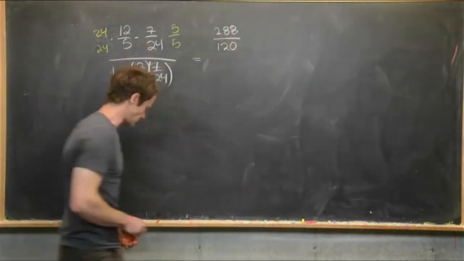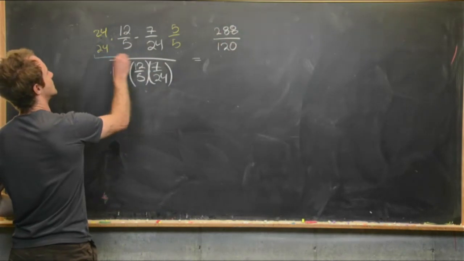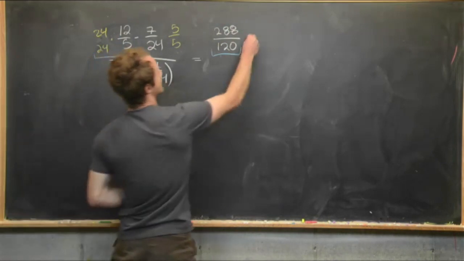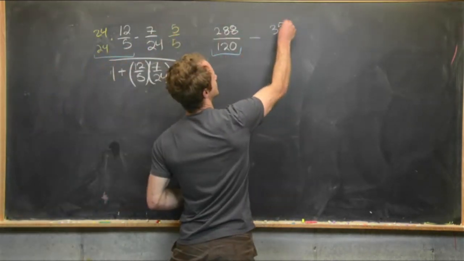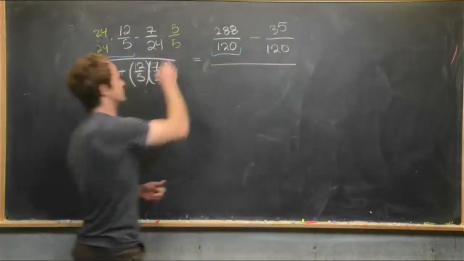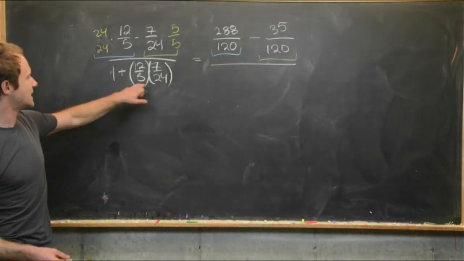120, and then 24 times 5, so that's going to be 120. So maybe let's color code this. So this is equal to this. And then minus, so we've got 7 times 5, so that's 35. And then 24 times 5, so that's still 120. But that was the point, was to get a common denominator there. So, okay, now we do the same thing here.